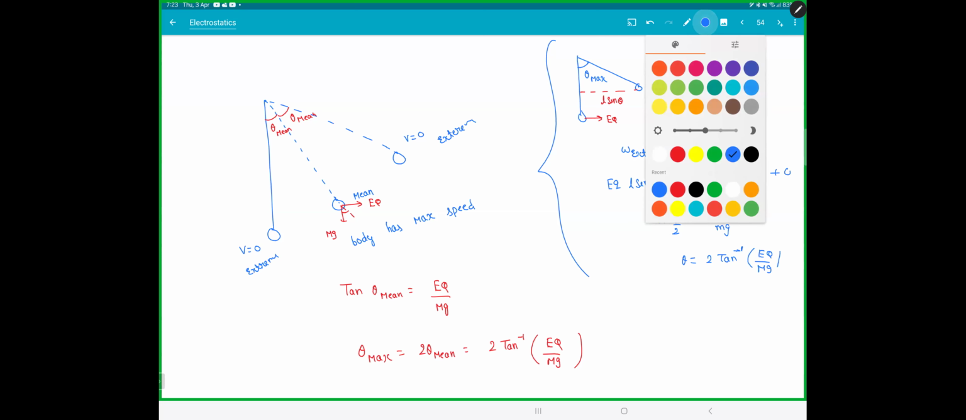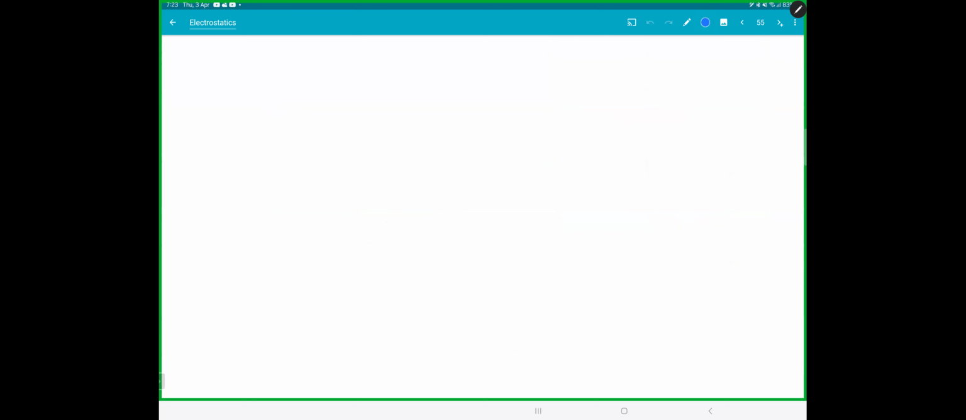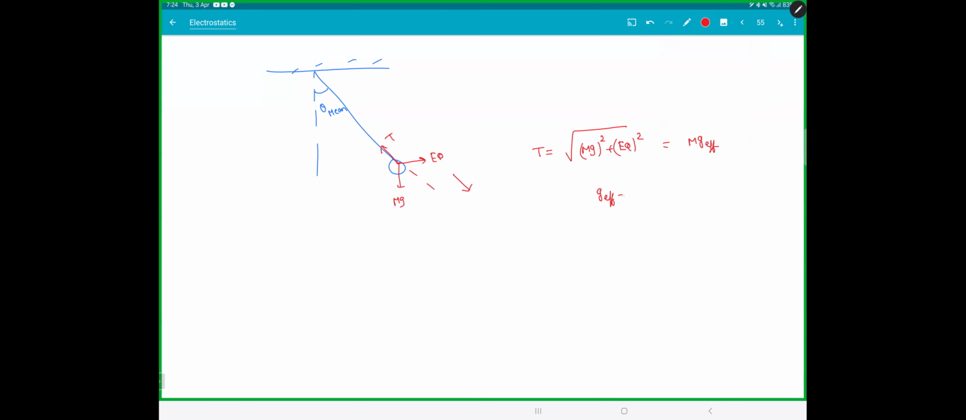Is that clear, everyone? And at this position here, what is the gravity? If you draw the diagram at the mean position, this is your mean position. If you keep it in equilibrium, this will be tension, this will be EQ, and this will be mg. So the system will think this is down. And what is G effective? Tension will be root over mg square plus EQ square, equal to m into G effective. So G effective is root over G square plus EQ by m whole square. Therefore, time period will be 2 pi root over L by G effective. Check. That's your answer.